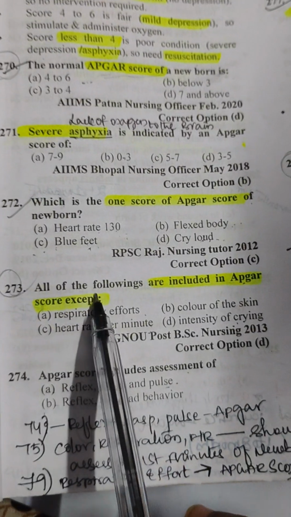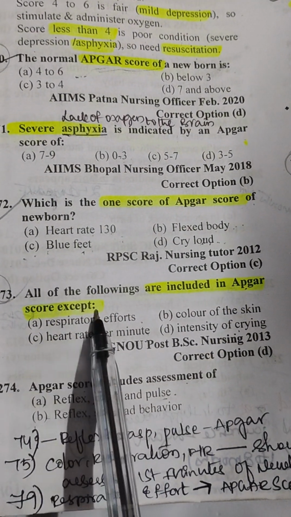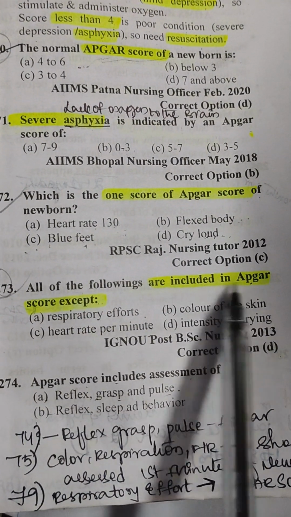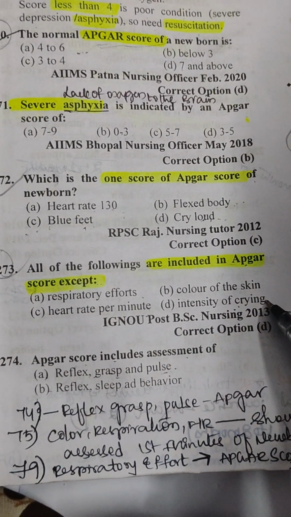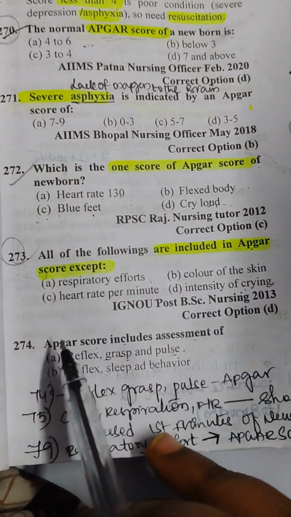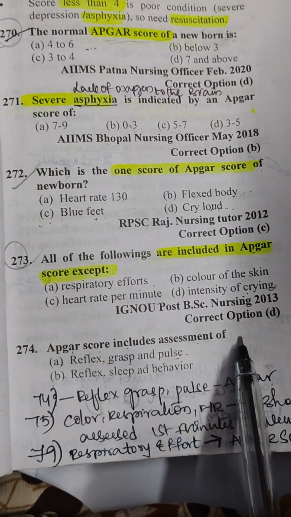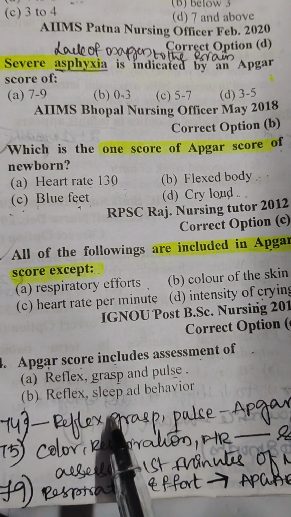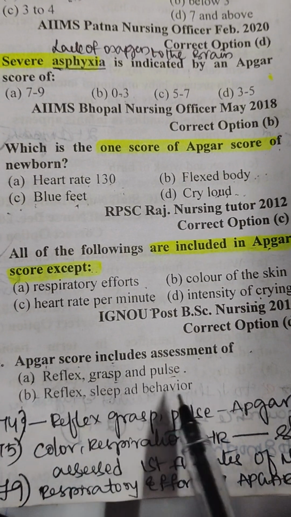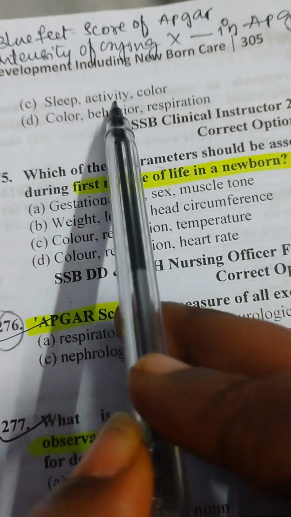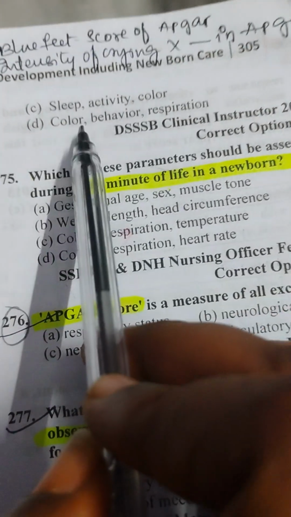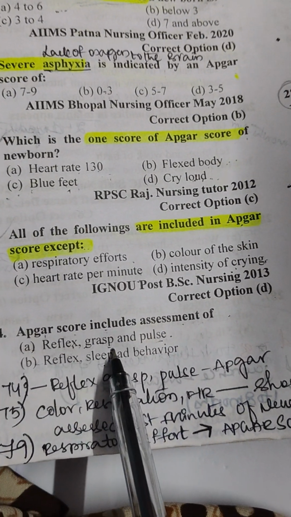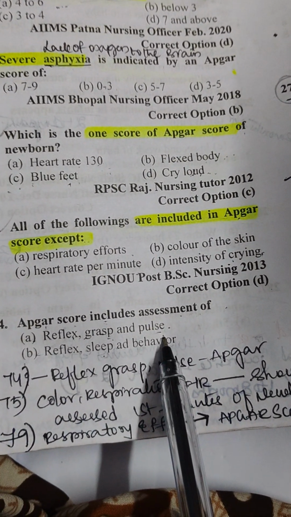The next one: all of the following are included in the APGAR score except. Intensity of crying is not an indicator of the APGAR score. Then, APGAR score includes assessment of reflex, grasp, pulse. Here we are not checking sleeping pattern, we are not checking behavior of the infant. We are checking activity, respiration, color. So this is the correct answer: we are checking reflexes, grasping, and pulse rate of the newborn.